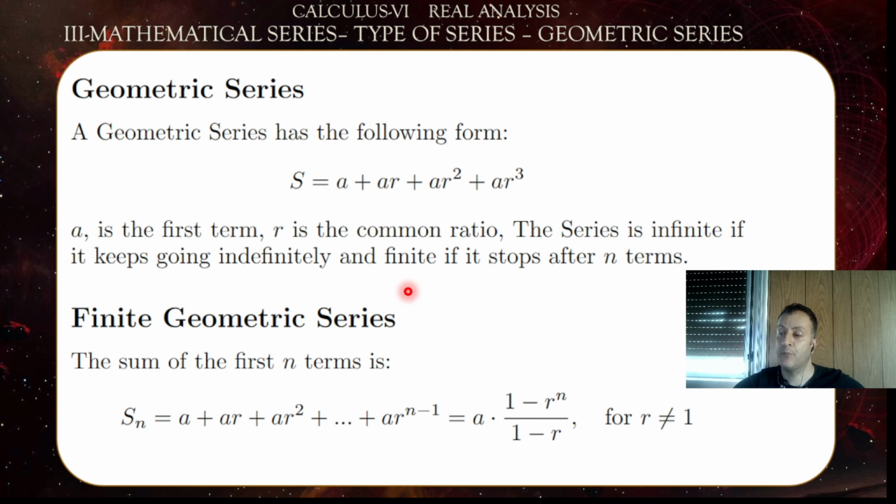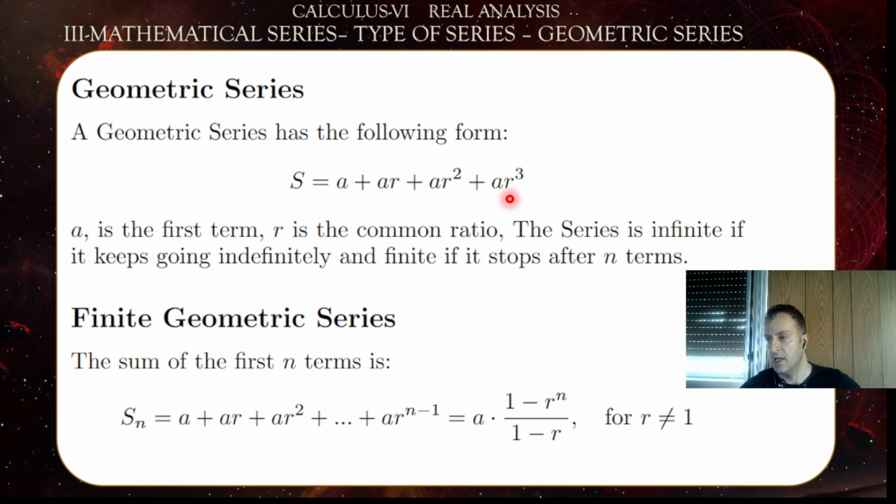So what would be the form of a finite geometric series? It will have the form of a times 1 minus r to the power of n divided by 1 minus r, for r different than 1. And also, for the series to converge, there's a very important condition, which is that the absolute value of r should be less than 1. Okay, so that when you raise it to the power of n, it won't keep going indefinitely. It won't go to infinity.